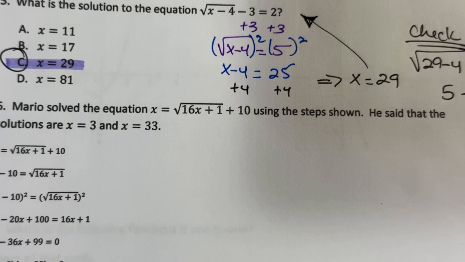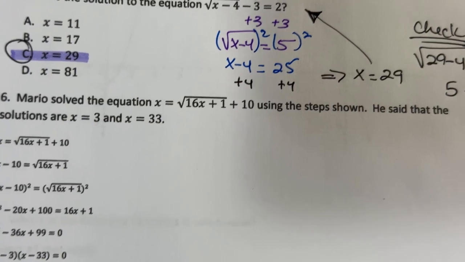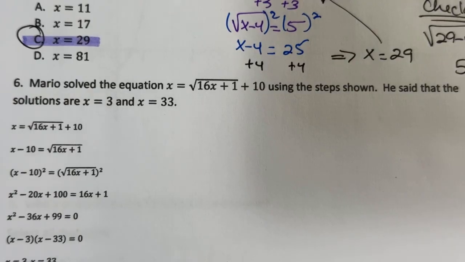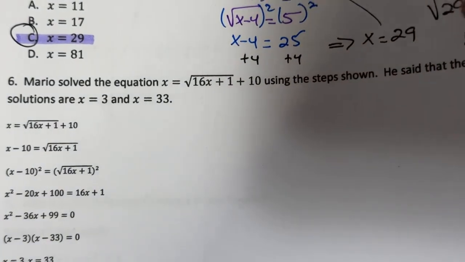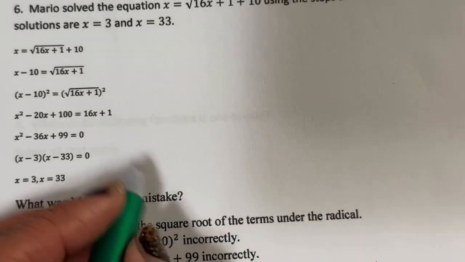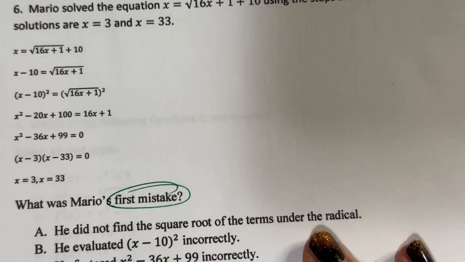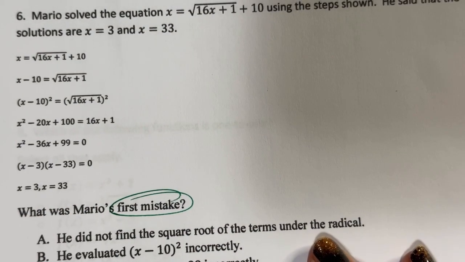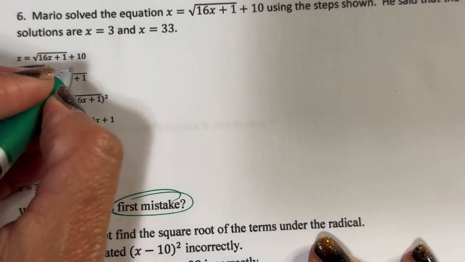Number 6, it says Mario solved the equation x equals square root of 16x plus 1 plus 10. Using the steps below, he said that the solutions are x equals 3 and x equals 33. And then it says at the bottom down here, what was Mario's first mistake? He made a mistake? Oh, so we're trying to find his mistake. Okay, so here's the original problem. It's written down correctly.